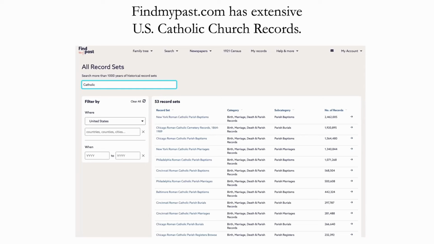Parishes are the local level, diocese or a bishop in a group of parishes, and they have been able to get in and copy and digitize millions upon millions, and they're still doing it, of U.S. Catholic Church records. So if your people turn out to be Catholic in the United States, it's a good idea to begin searching in Find My Past, because Find My Past may have those Catholic Church records that no one else has. This is kind of a unique collection with them.